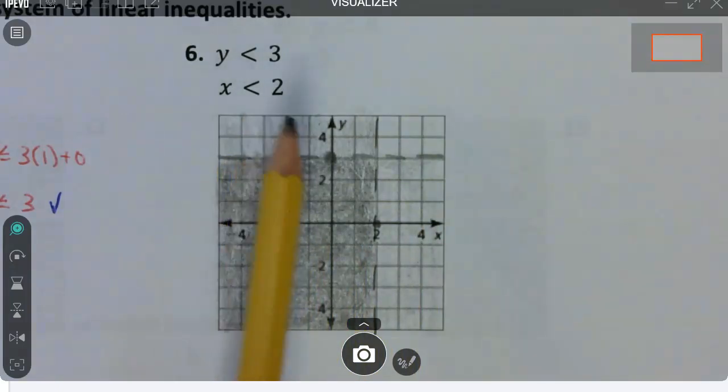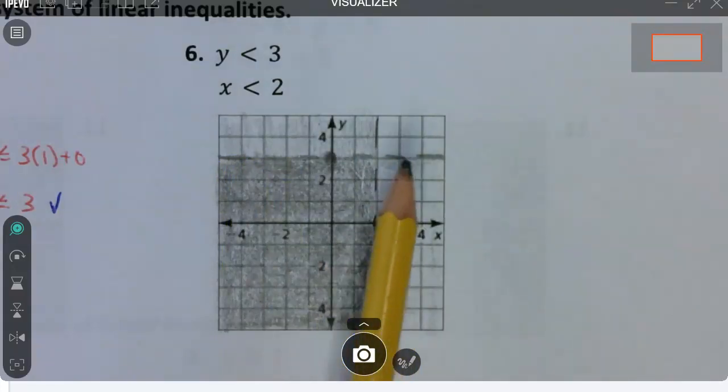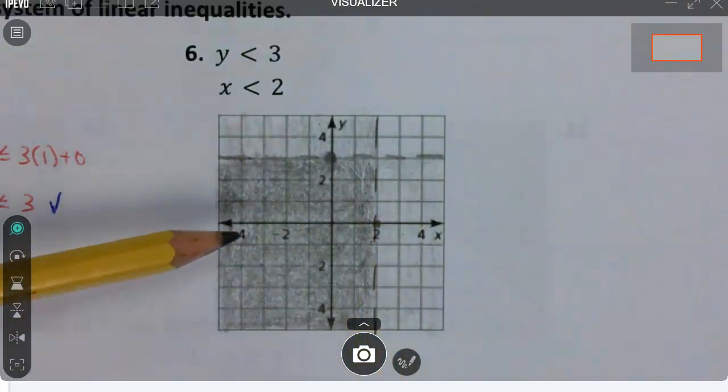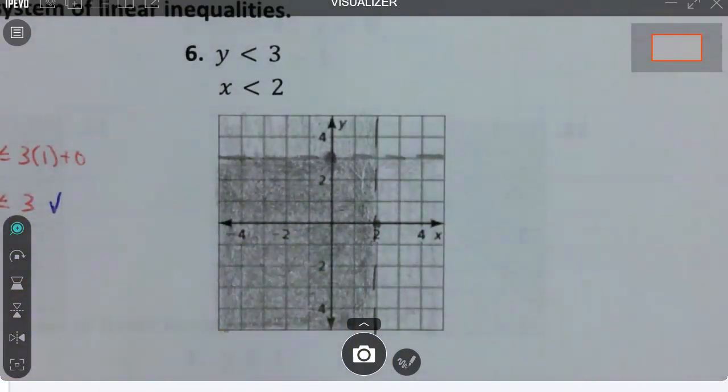Then for x is less than 2, I went to 2, dashed line, and I shaded everything to the left of it lightly. But then where I saw they overlapped, I just darkened that in with a lot darker pencil. And that's how you would do it in pencil if you didn't have highlighters or pens available.